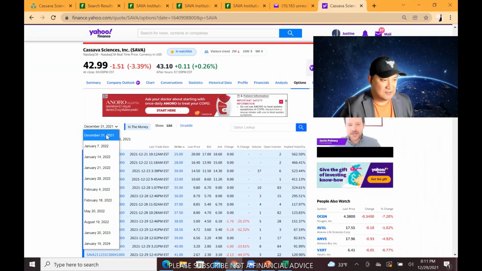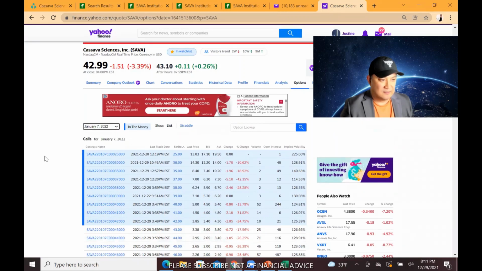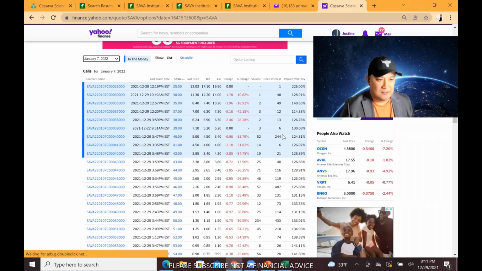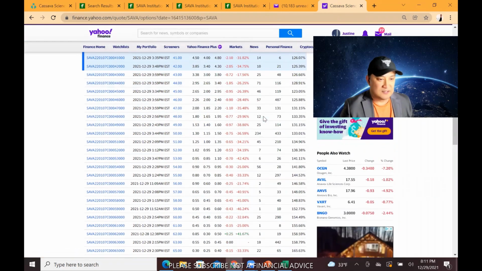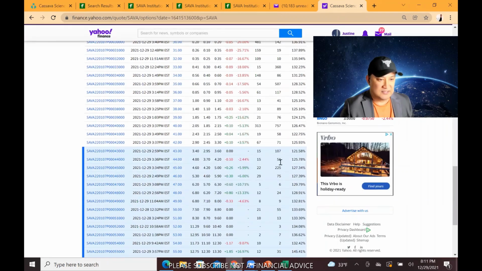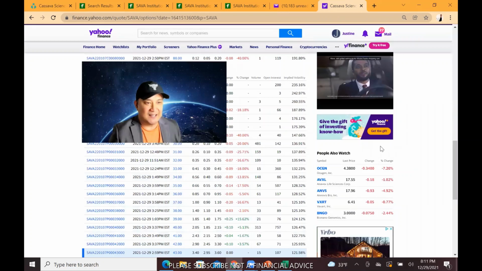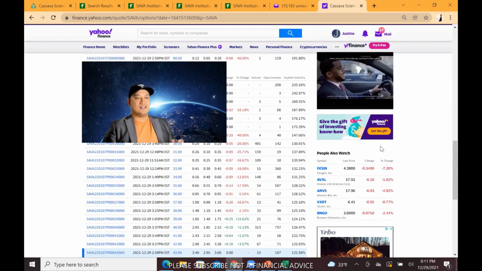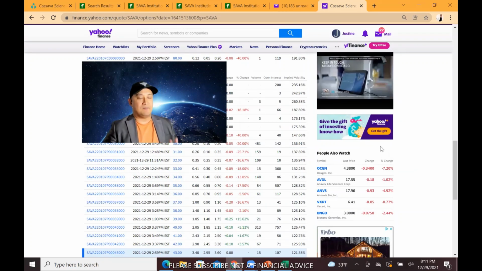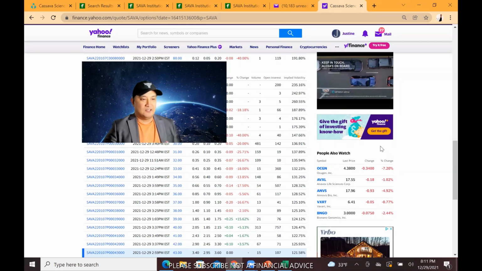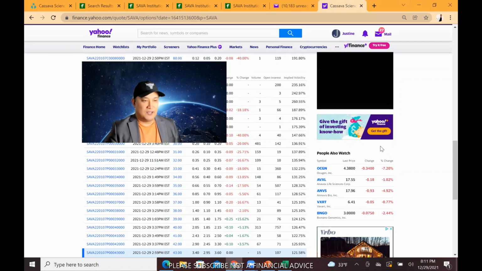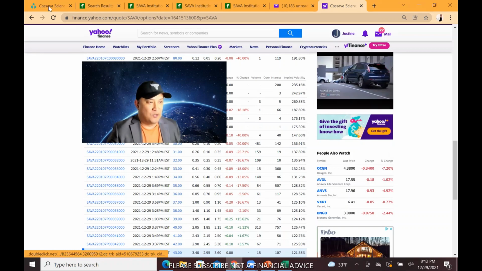Let's take a look at January 31st, January 7th. So January 7th, no open interest either. Not much for calls and then for puts, not much. This is good. This is actually a sign. This is when normally short sellers are trying to make some payment, do something, reduce the interest rate that they're paying, and it's going to be really, really good for Cassava Science.